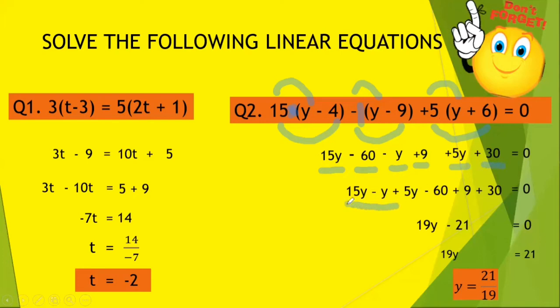Next, we brought all the like terms together, one with the variables, all the constants together. Followed the rules of integers to add the coefficients of y. 15 minus 1, 14 plus 5, we got 19y. Minus 60 plus 39, we get minus 21. Minus 21 goes here, it becomes plus 21. Into 19 goes here, it becomes divided by 19. Understood, children? Very easy. Just solve each bracket one time and it is not at all difficult.